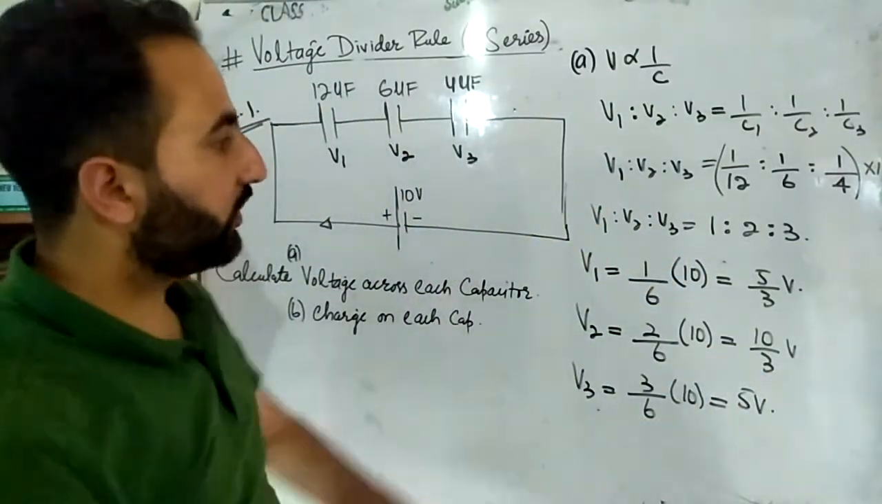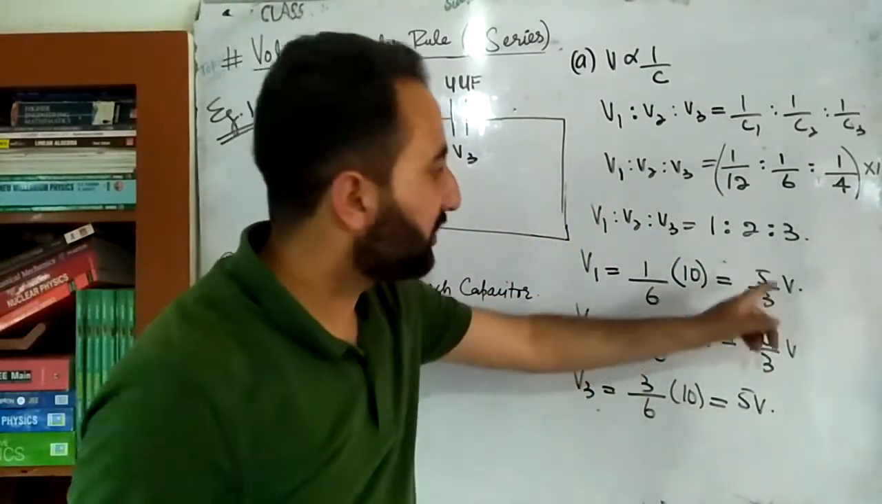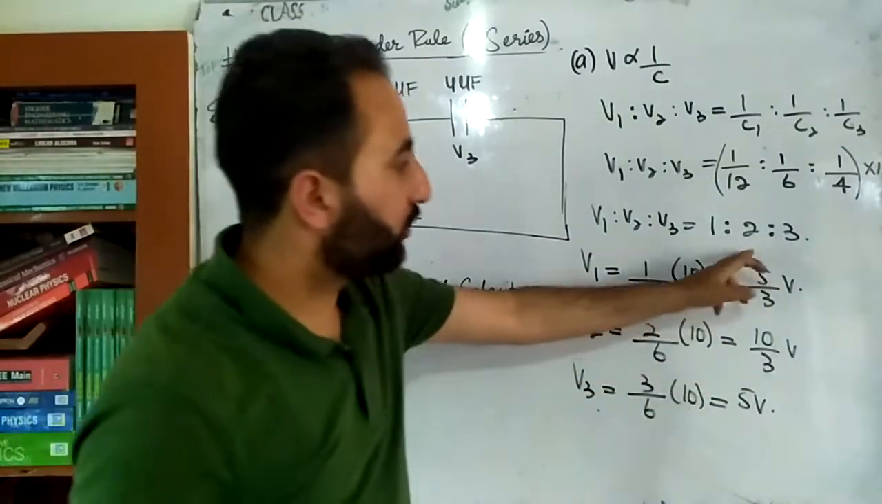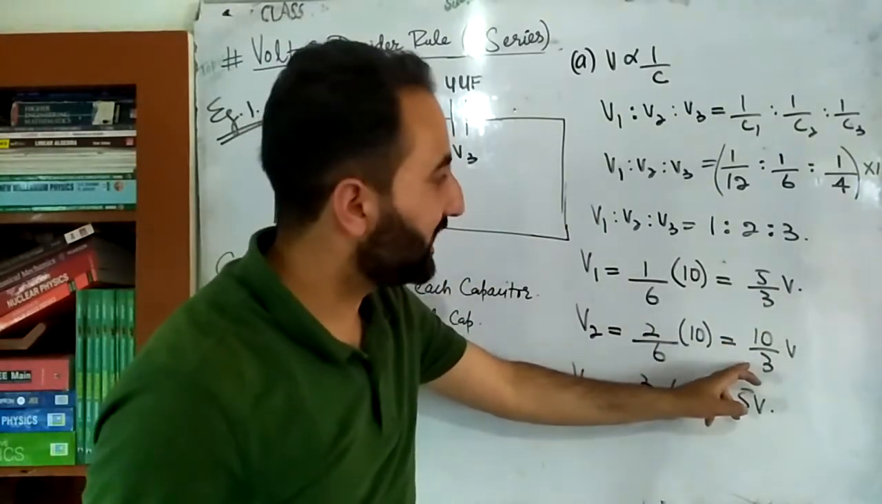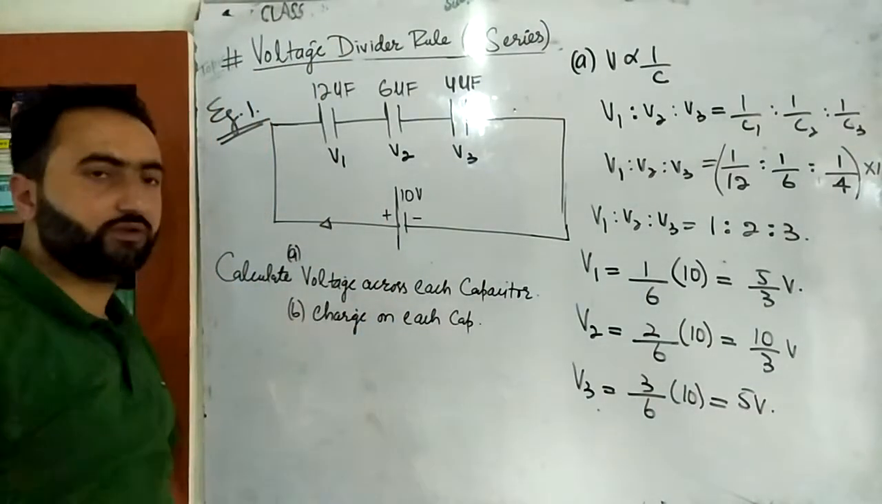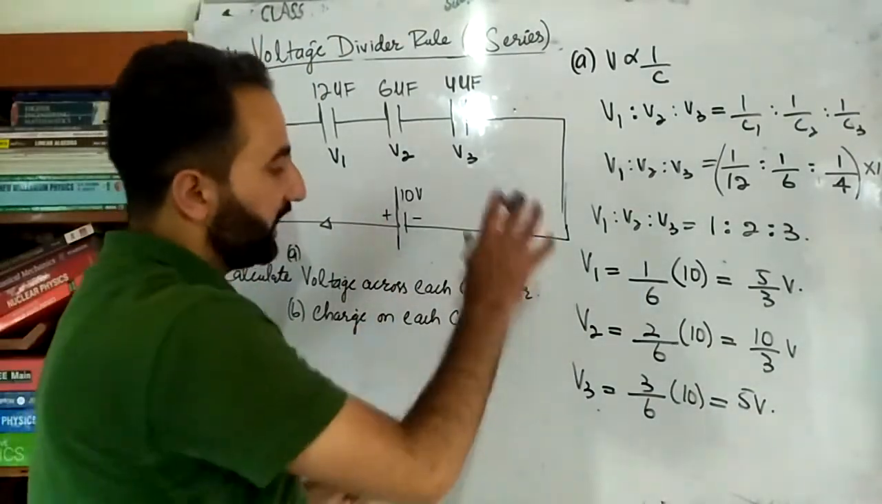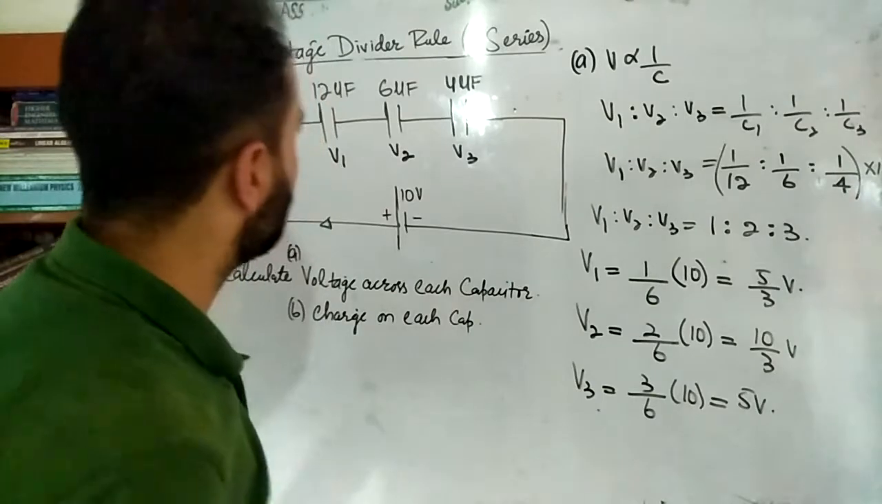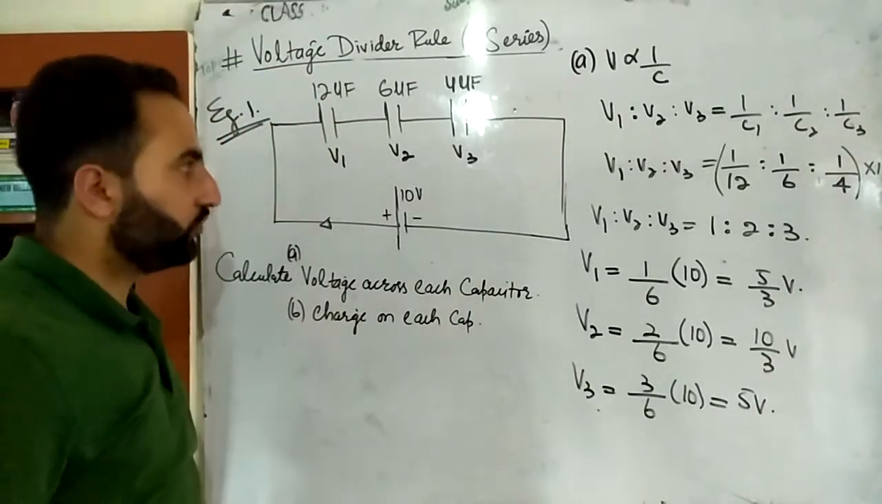Okay? Now if you want to calculate V1 plus V2 plus V3, first of all V1 plus V2 will be equal to 5 plus 10 is 15, 15 by 3, that is equal to 5. Then 5 plus 5 is 10 as expected. So this is 10 volt. So we are done with the A part. We have calculated the potential difference across C1, across C2, across C3.